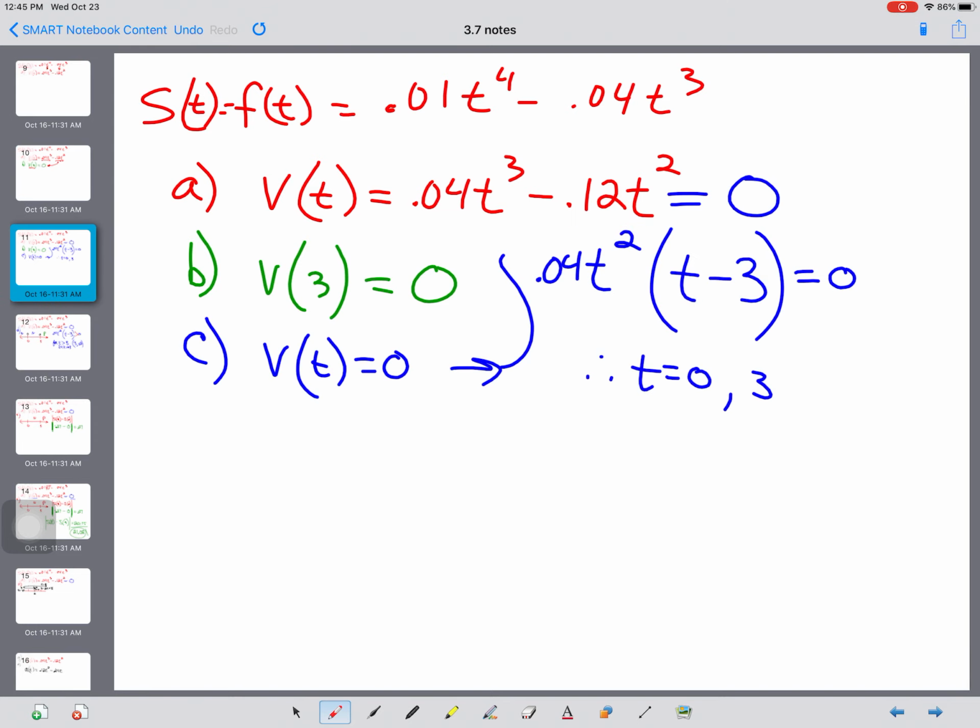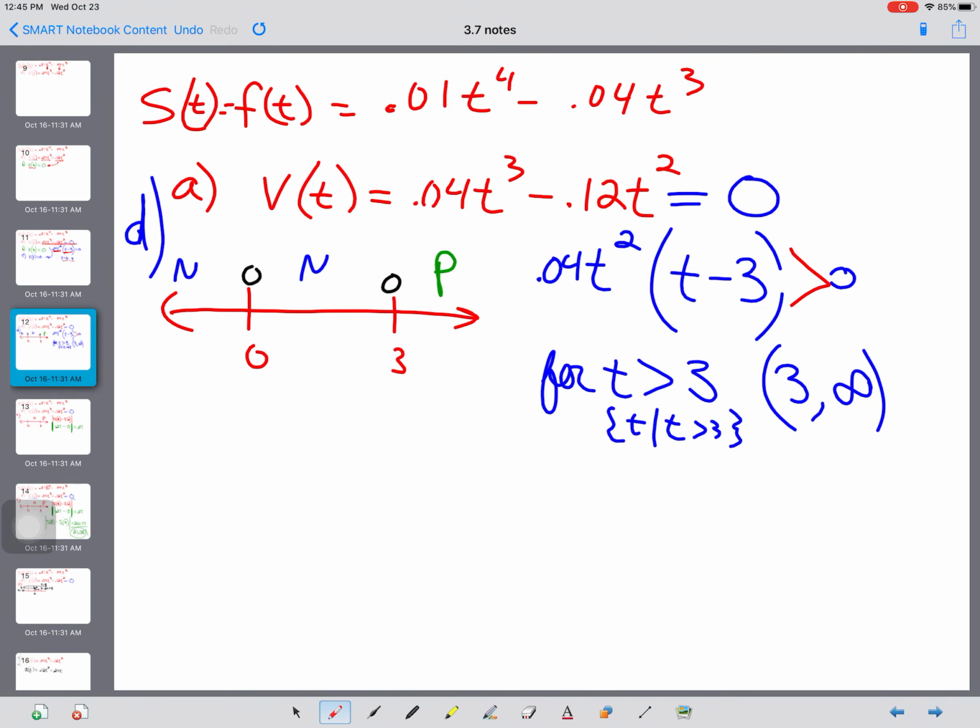Part C says, when is the particle at rest? So I want to know when the velocity is equal to 0. Now we already found out that when t equals 3, the velocity is 0. But you see that by taking this equation, setting it equal to 0, and factoring out the common factor, which leaves behind t minus 3. And so when you set both of these equal to 0, you get t equals 0 and t equals 3. So at time 0 and at time 3, this object is not moving. It's coming to a rest.